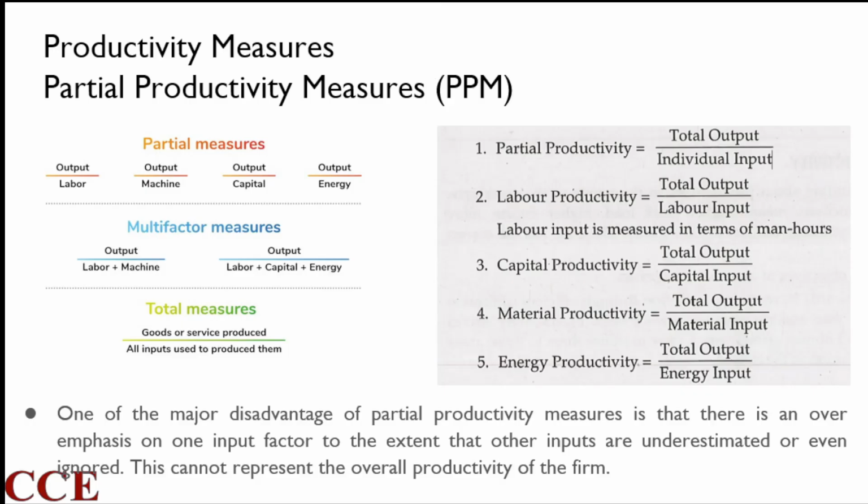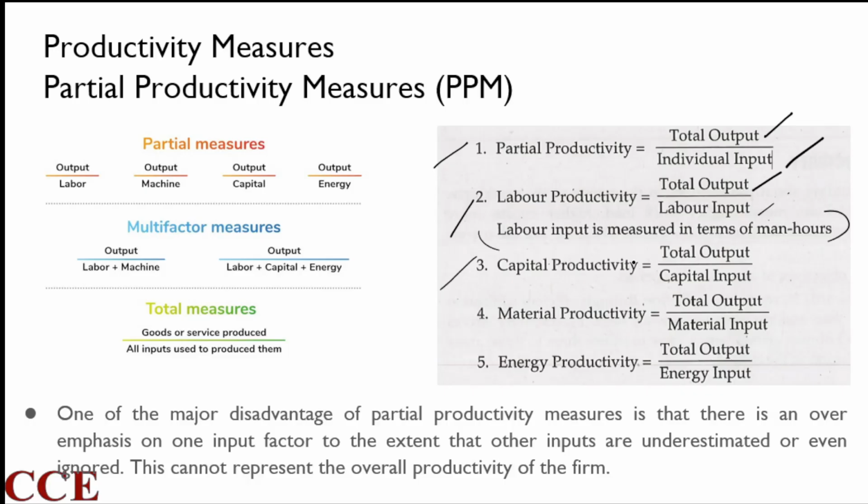Now, in simple words, we can say these are the types of productivity: productivity measures, or partial productivity measures. So, partial measures. Now, partial productivity is equal to total output divided by individual input. Labor productivity is equal to total output divided by labor input. How to measure the labor input? In man hours.